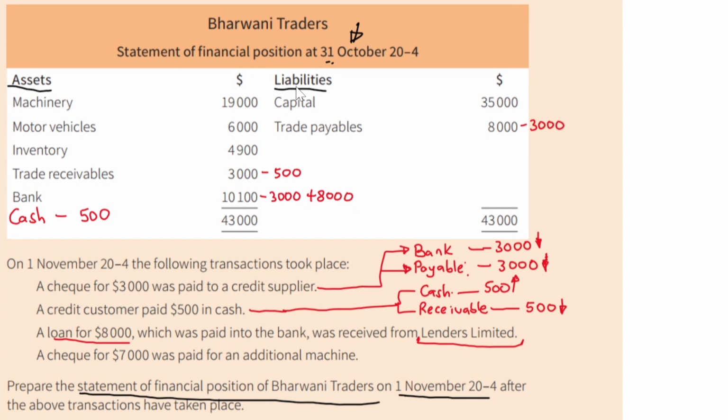So under the liabilities, we have a new account we are going to call lenders, or call it loan. The loan, of course, is from lenders, and it's also going to increase by 8,000.